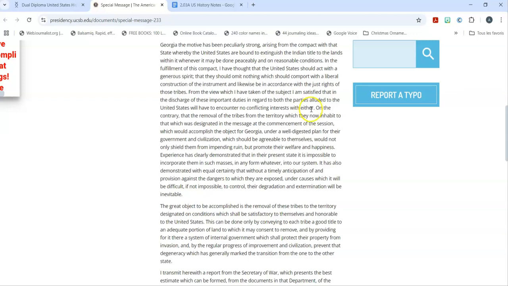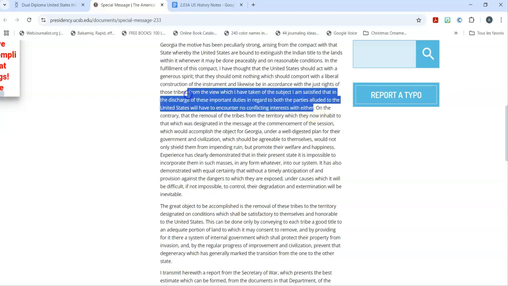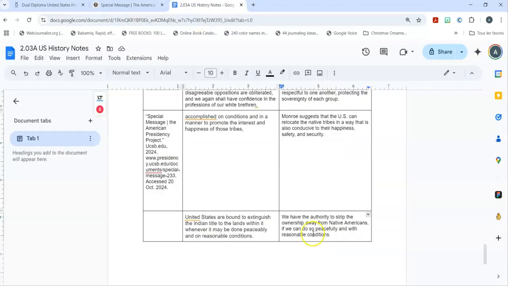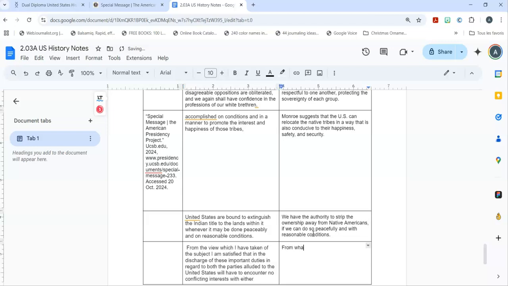So he's saying, from what I've seen, everyone's going to be happy with these arrangements. I'm satisfied that everyone is going to be happy with these arrangements, and there are not going to be any conflicts of interest.